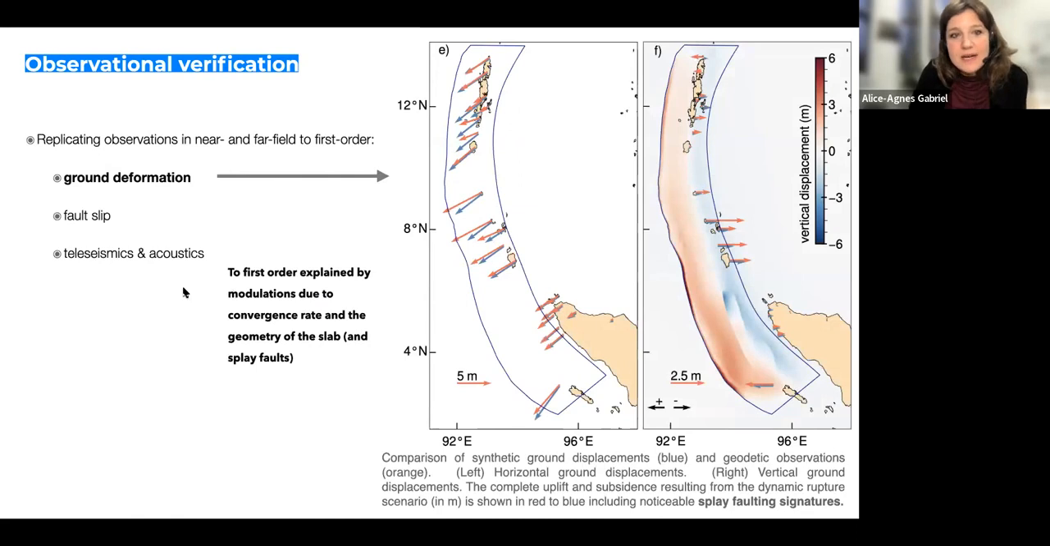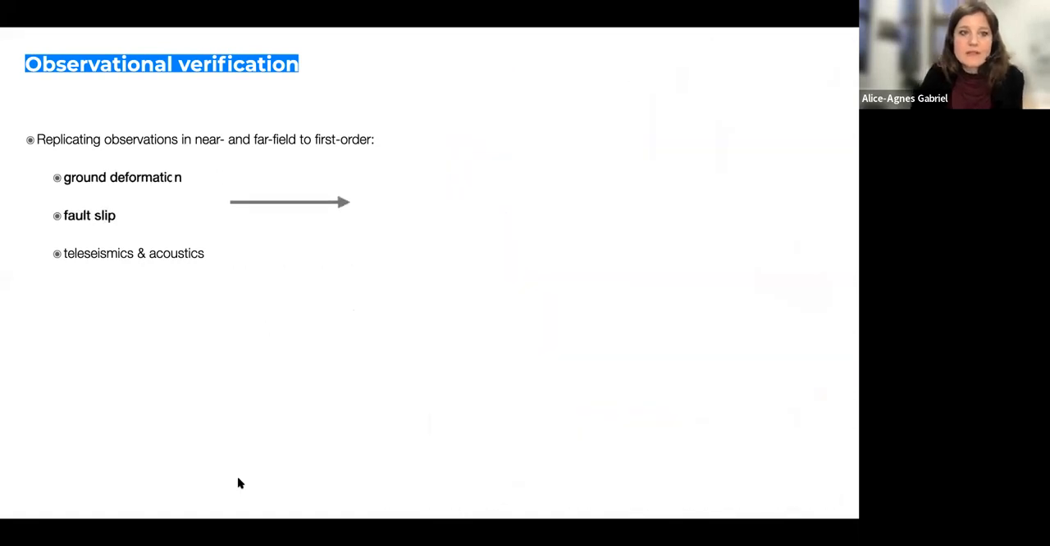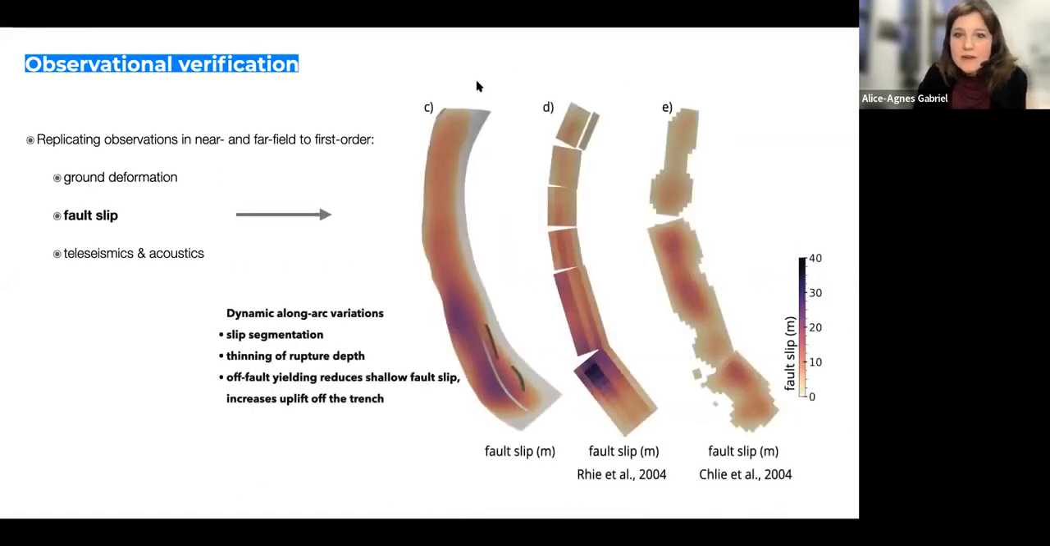We can also compare against crown deformation, and here's a comparison of the modeled and observational crown displacements. We have the synthetics in blue and observations in orange. And we also see these interesting splay fault signatures here in the vertical uplifts. This is a comparison in terms of fault slip of our model.